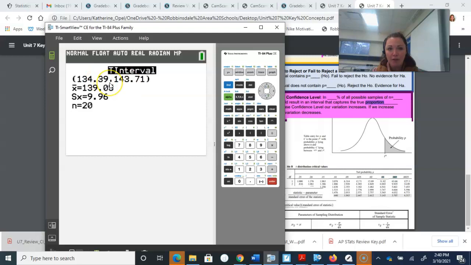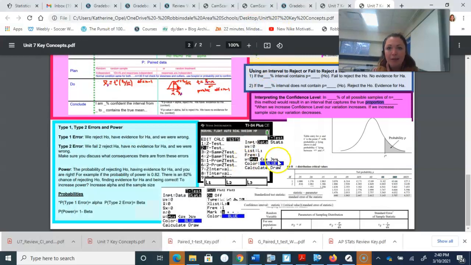We have our interval. Now, what am I looking for on the test as well as what are the AP readers looking for? I do want my lower bound and my upper bound, of course, but I also want this formula filled in.